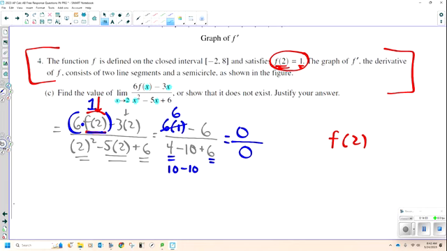Man, that's still bothering me. Look at that, you see that, kids? I can't erase it. I don't know, I kind of like it there. Anyways, back to the problem.